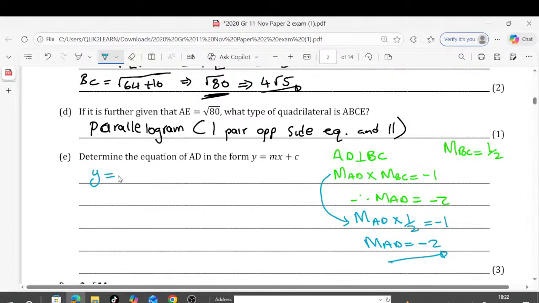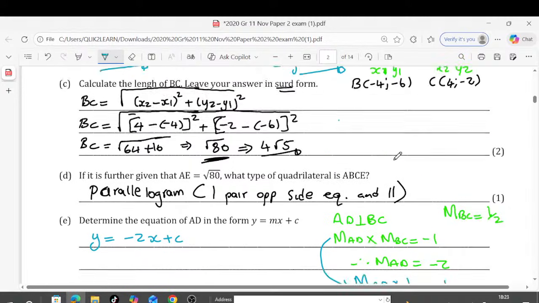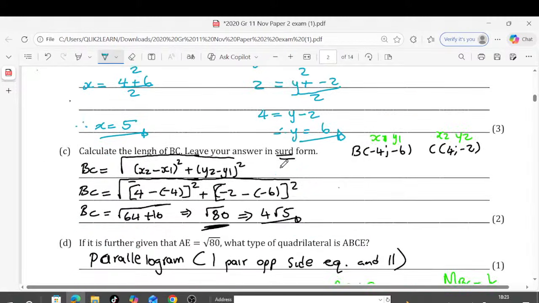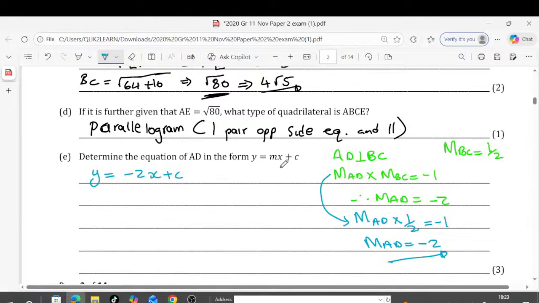We can say y is equal to -2x plus c. Now we can use any point on AD to find the value of c. We don't have the coordinates of D, so we don't have a choice but to use A. A is (-2, 2). I need to substitute A. This is my x, this is my y. Where there's y, I need to put 2, and where there's x, -2.